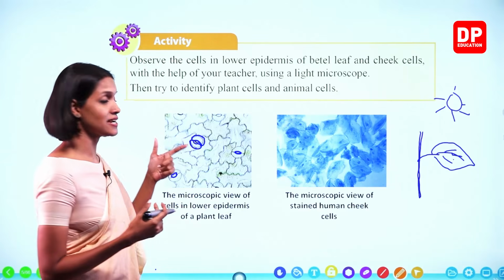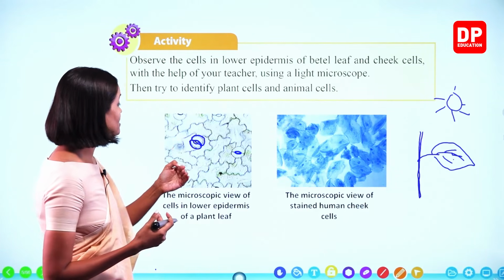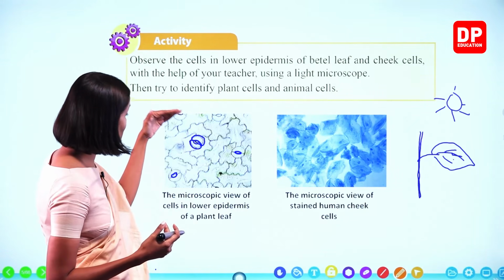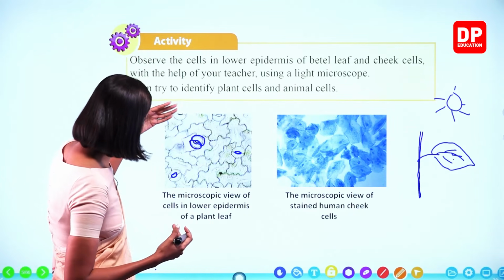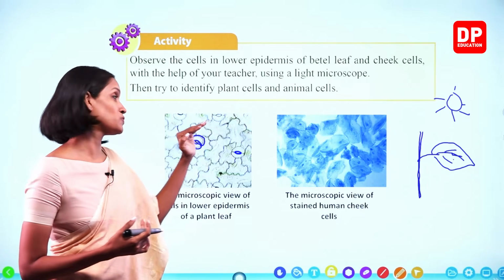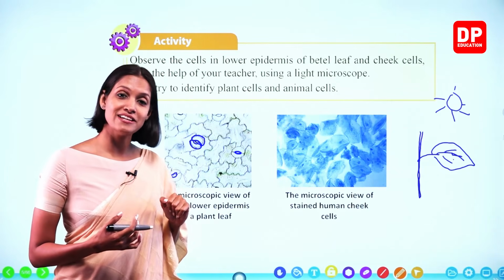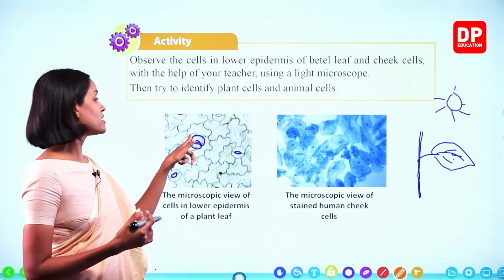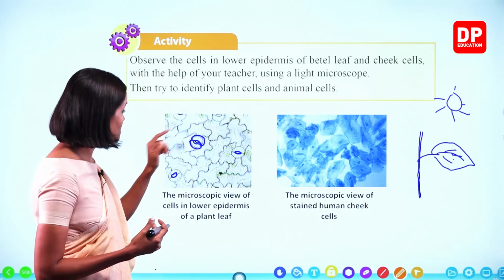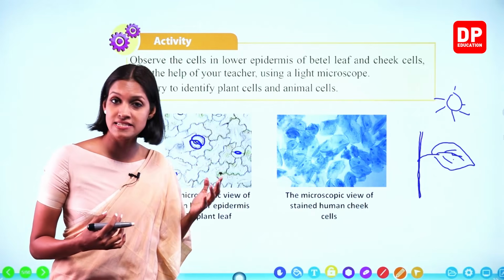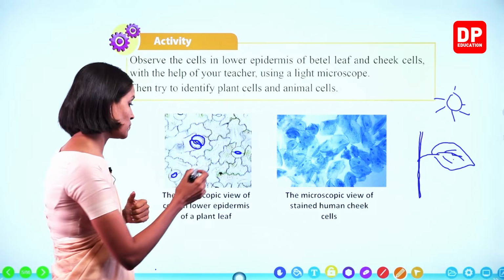Through these stomata. Carbon dioxide gas enters the plant leaves through stomata, and at the same time, the oxygen gas is released to the atmosphere also through the stomata. Right, children? So the size of the stomata can be increased and decreased using these two bean-shaped cells, and these are known as guard cells.